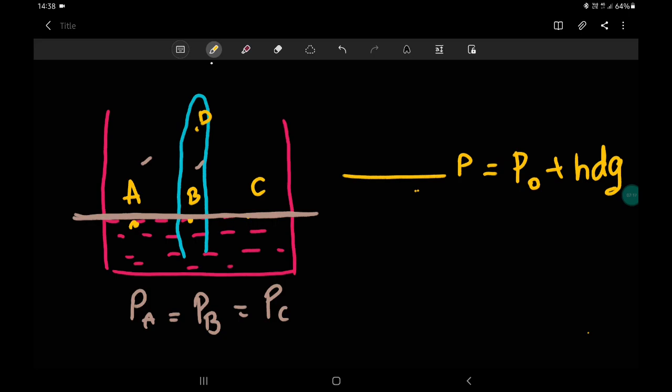Density we are denoting with the symbol rho. Suppose this is your atmosphere. If someone asks you what is the pressure at this horizontal level, then you should say the pressure at a particular horizontal level is equal to the pressure of the atmosphere, or initial pressure, plus H rho G.